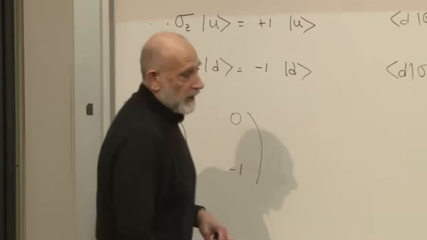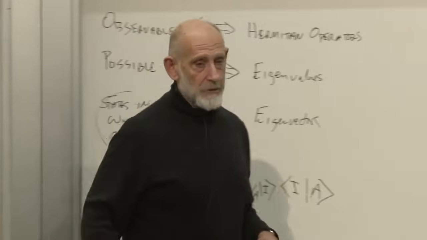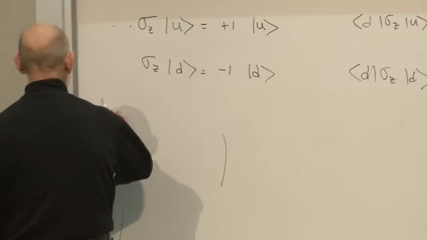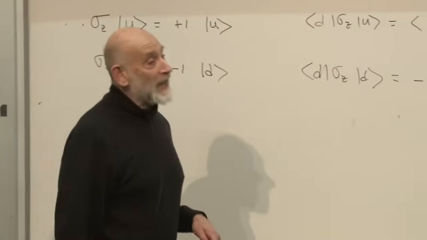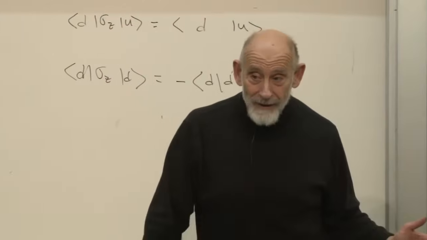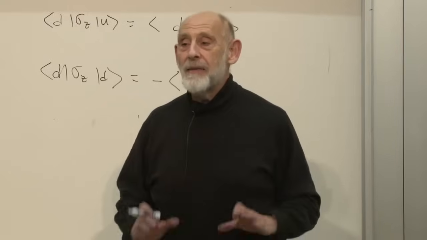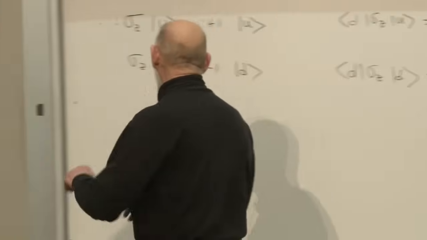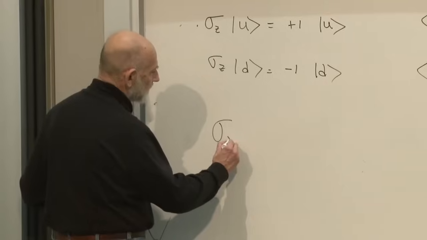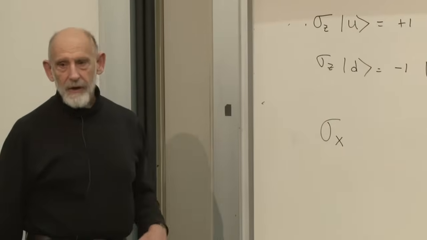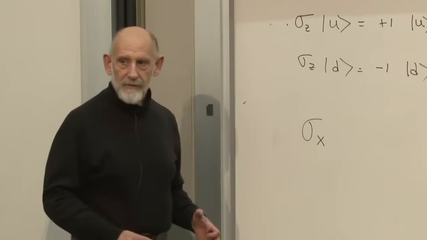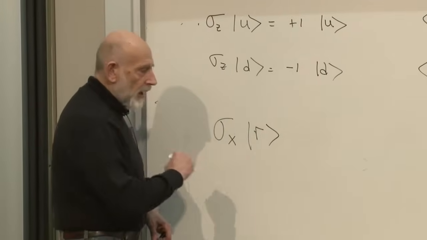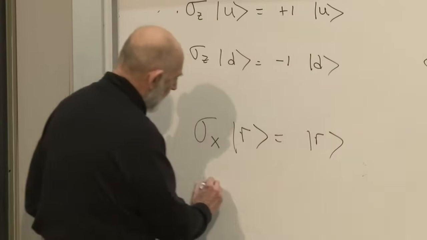These are called the Pauli matrices: sigma x, sigma y, and sigma z. Let's see what we can find out about sigma x. Now, if I use the x basis, the basis of left and right, of course I would find exactly the same thing. But I want to stick with the up-down basis, and find out what the matrix elements of sigma x are. Now, what is the property of sigma x? The property of sigma x is that its eigenvectors are left and right. So, for example, sigma x on right equals right. And what about sigma x on left?